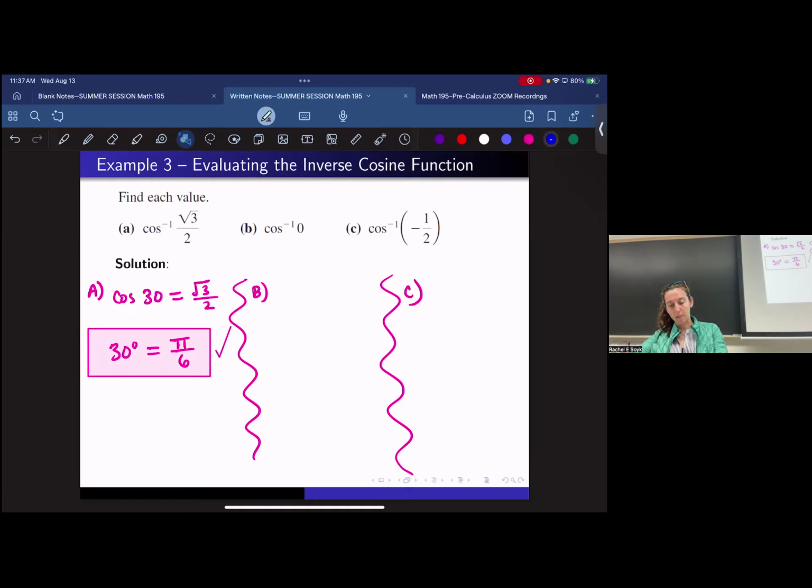What about part B? Cosine of what angle gives you 0?